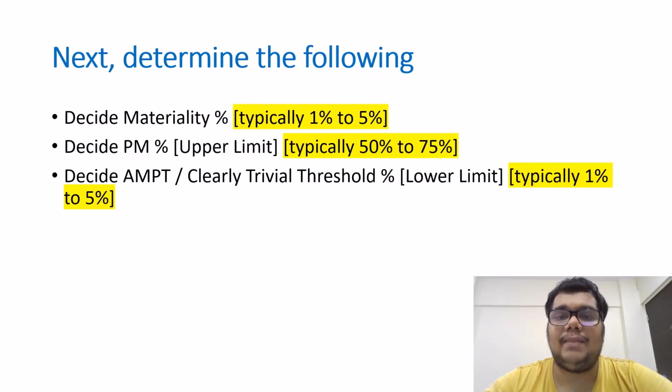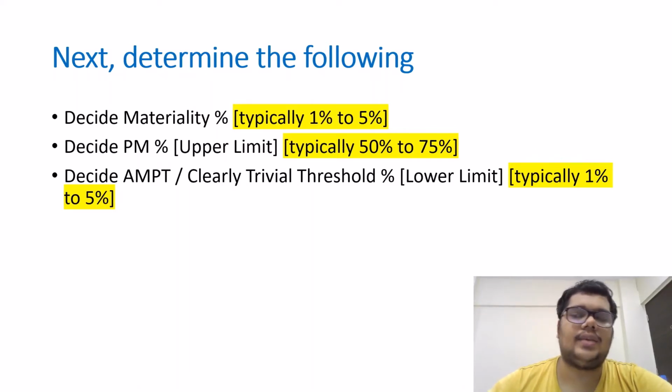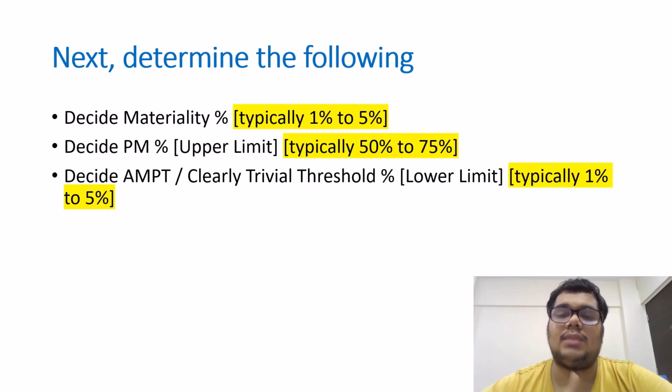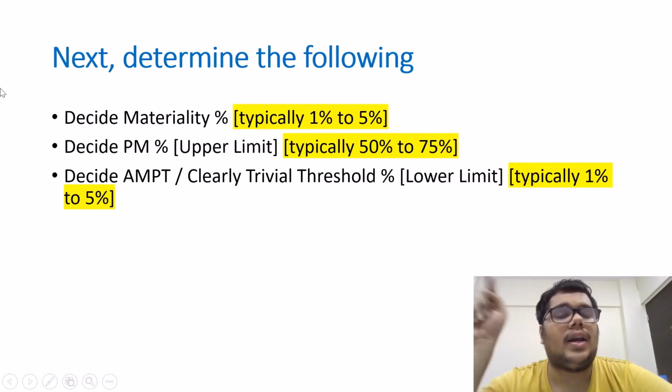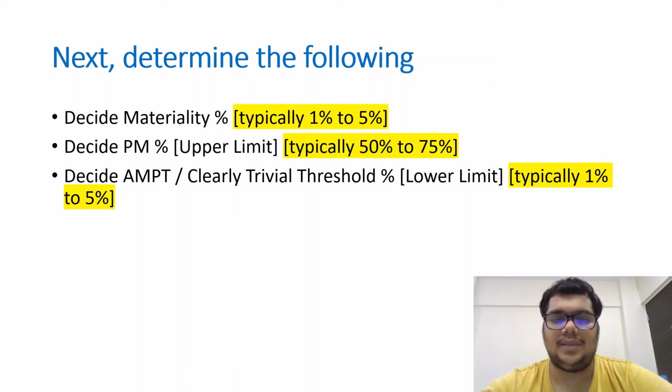AMPT is the audit misstatement posting threshold, also called the clearly trivial threshold. To understand PM and AMPT, you can think of PM as the upper limit and AMPT as the lower limit. Both are determined as a percentage of materiality. Materiality is determined as a percentage of the benchmark, PM as a percentage of materiality, the upper limit, and AMPT, or the clearly trivial threshold, as a percentage of materiality, the lower limit.